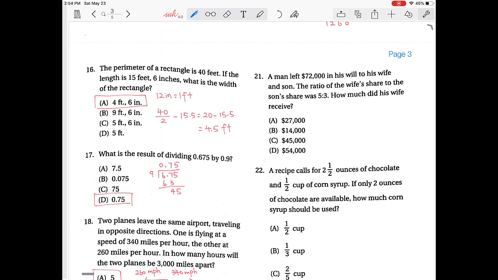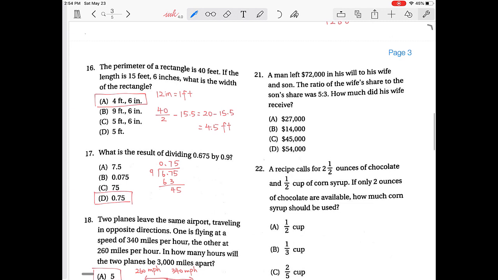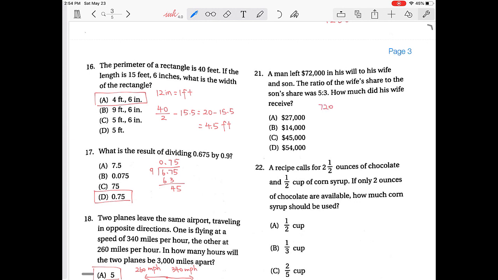Number 21, a man left $72,000 in his will to his wife and son. The ratio of the wife's share to the son's share was 5:3. How much did his wife receive? So we're going to divide the total amount of $72,000 by the total number of shares, which is 5 plus 3. And we know the wife gets 5 out of the 8 shares.